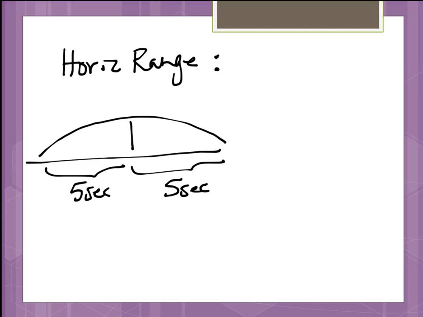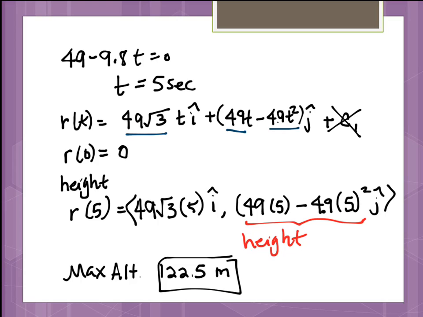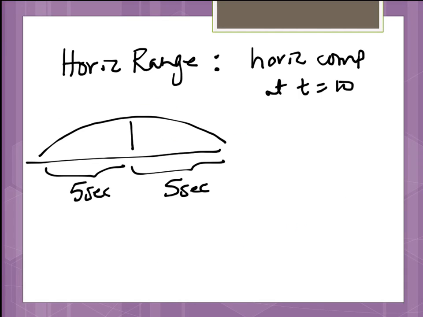So to find the horizontal range, I can simply find out what is my horizontal component at t equal to 10, right? And I found the horizontal component before. It was 49 square root of 3 times t. So I can do that at time 10. So this will be 49 square root of 3 times 10 to give me what? 490 square root of 3.